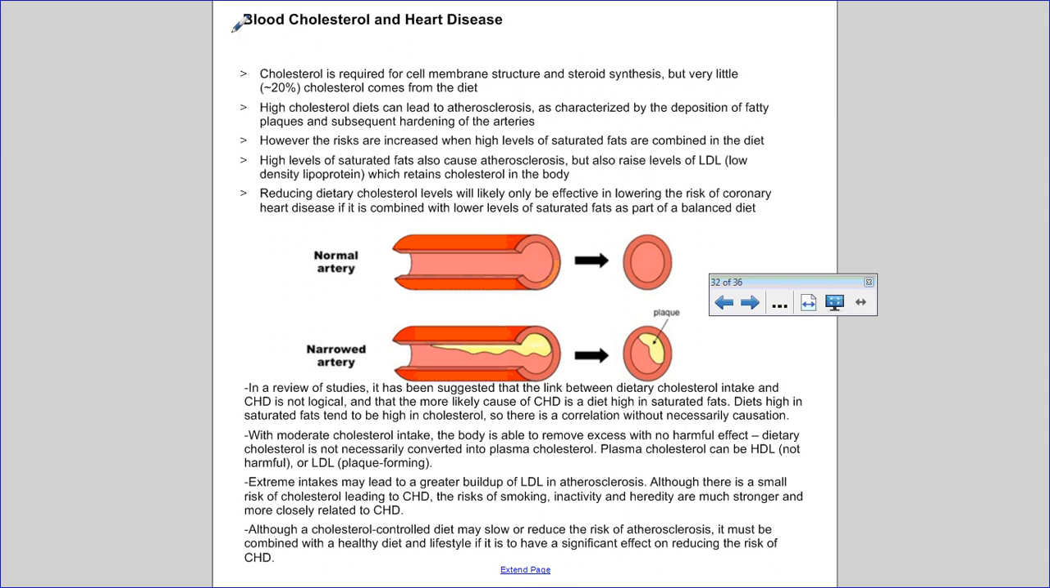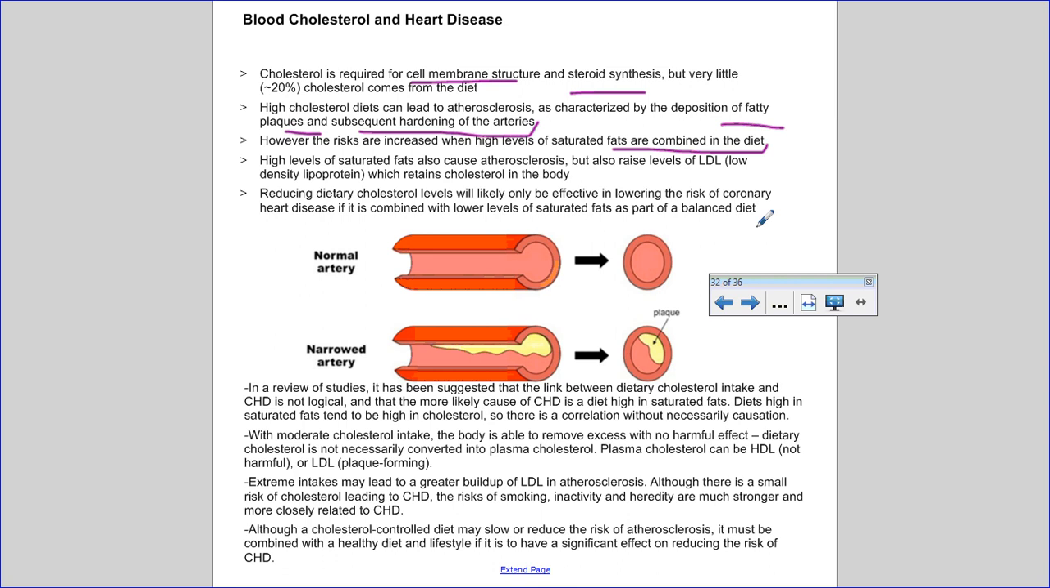Now cholesterol levels. If cholesterol levels in the blood are too high, this can and has been linked to heart disease to some extent. Remember that cholesterol is required for cell membrane structure and steroid synthesis, but very little cholesterol actually comes from the diet. Most of that cholesterol is synthesized within our bodies. High cholesterol diets can lead to atherosclerosis, which is the deposition of fatty plaques and hardening of the arteries. However, the risks are increased when high levels of saturated fats are combined with high cholesterol in the diet.